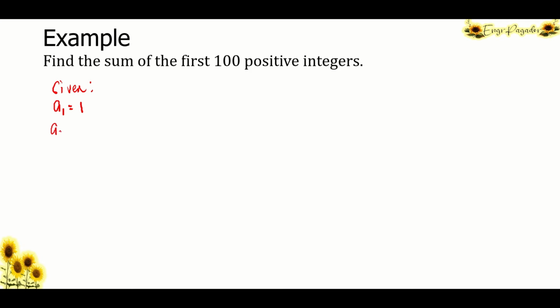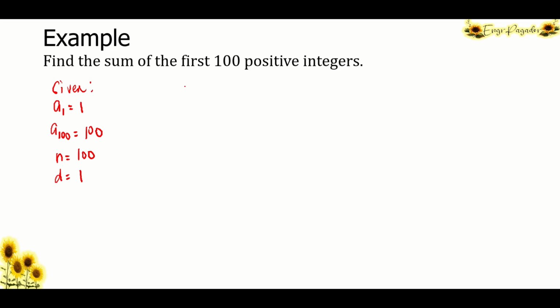And then, yung last term natin, let's say since 100 siya, so a sub 100, that will be equal to, last term natin, of course, that is 100. Kasi positive integers yung tinatanong dito or yung given. And then n will be equal to, of course, 100. And then the common difference will be, let's say that is 1.